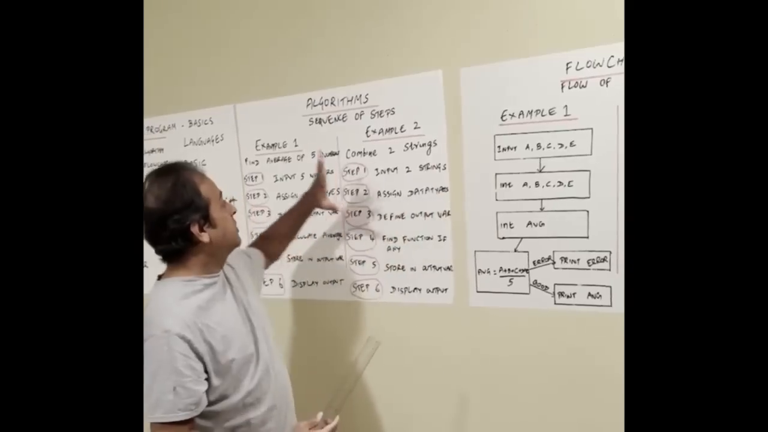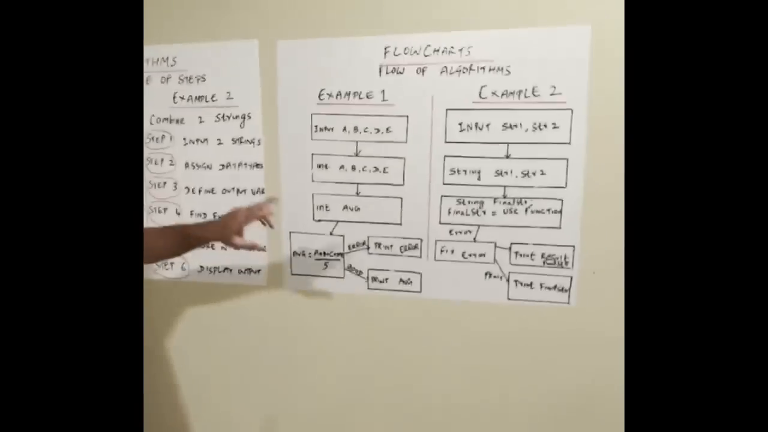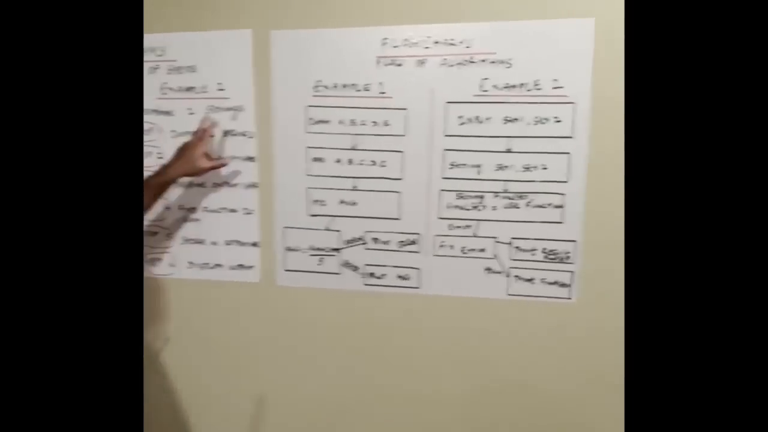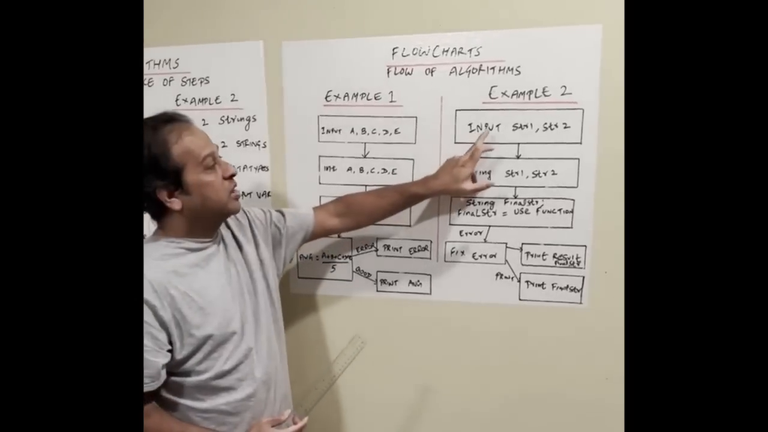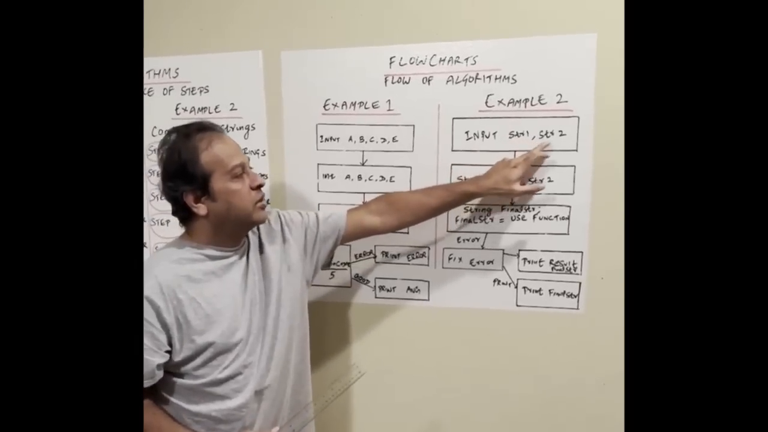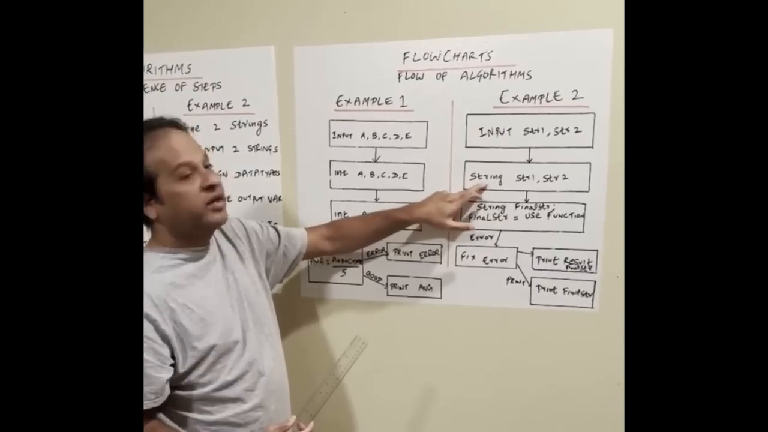This is the flowchart for the first example. Now let's go into the second one. Here we are dealing with strings. We want to combine two strings and display the result. So input variables will be str1, str2. I define the names, and here I define the string data type.